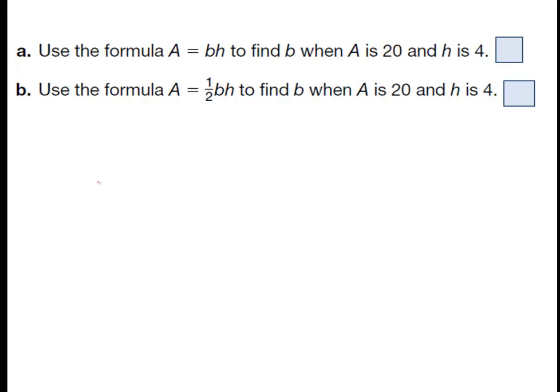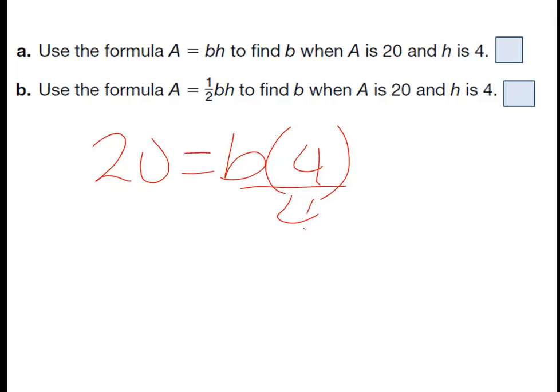Okay, let's look at A. So A equals BH when A is 20, so 20 equals B, and H is 4. So 20 equals B times 4. So if B and 4 are being multiplied, that means we've got to divide. We've got to do the opposite. So we've got to divide by 4, divide by 4. So B equals 5. Is that what you got? I hope so. All right, let's look at this next one.